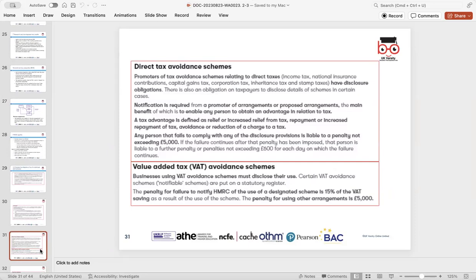Next, tax avoidance schemes, particularly focusing on both direct taxes and value-added tax avoidance schemes. When we discuss direct taxes, we are referring to taxes like income tax, national insurance contributions, capital gains, corporation tax, inheritance tax, and stamp taxes. Promoters of tax avoidance schemes related to these direct taxes have certain obligations. These promoters are required to disclose details of their schemes if the main benefit is to help someone gain an advantage in terms of tax. This advantage could be relief or increased relief from tax, repayment or increased repayment of tax, or avoiding or reducing a charge to tax.